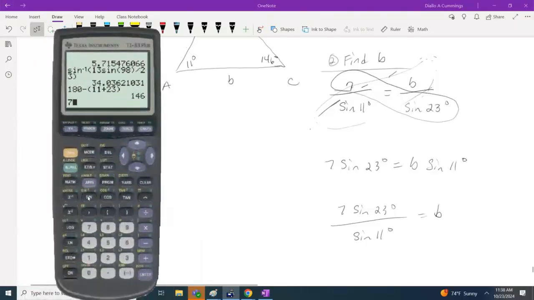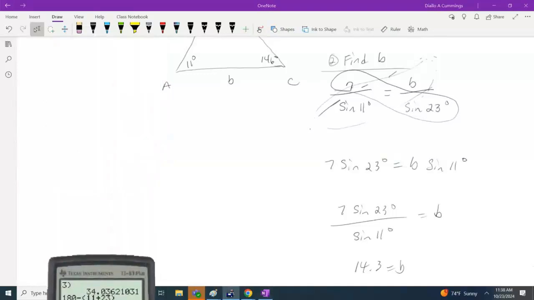If I put this in my calculator, 7 times the sine of 23, and be mindful to close off the arguments for your trig functions. Notice I close off 23, because if not, you'll run into a problem. Divided by the sine of 11 degrees. Close off my argument. And we get 14.3 is equal to B.